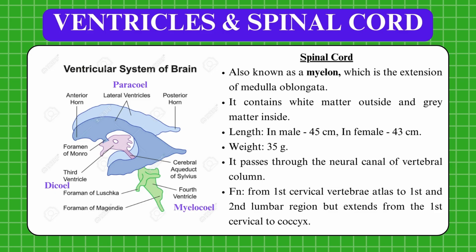Spinal cord. Spinal cord is also known as myelon, which is the extension of medulla oblongata. It contains white matter outside and gray matter inside. Length. In male 45 cm, in female 43 cm. Weight. 35 grams. It passes through the neural canal of vertebral column. It extends from the first cervical to coccyx. But function. From first cervical vertebrae atlas to first and second lumbar region.